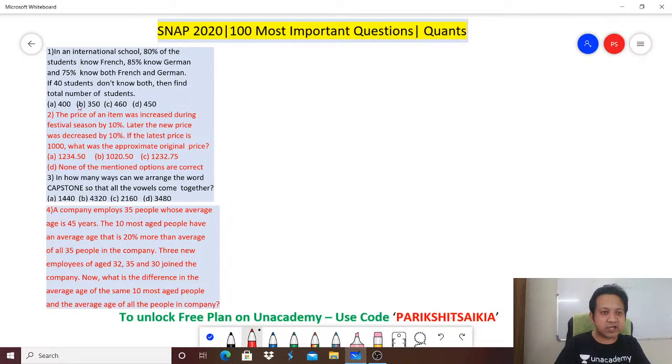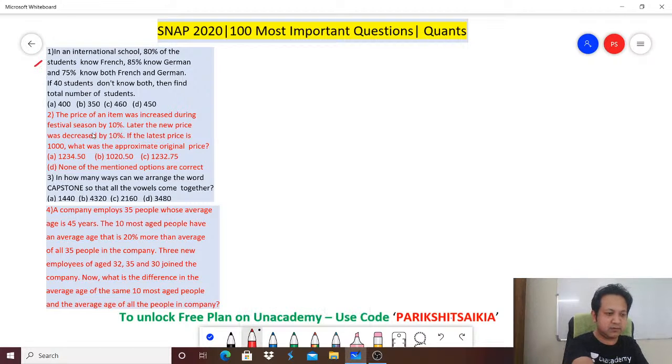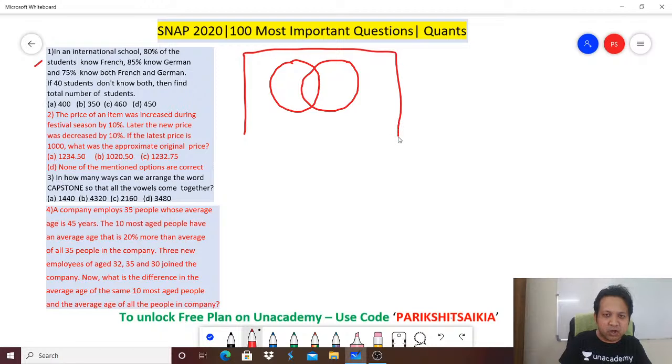In an international school, 80% of the students know French, 85% know German, and 75% know both French and German. If 40% of students don't know either, then find the total number of students. If you read this, you must be realizing that this is probably best solved using a Venn diagram. So let's try to solve this. Remember, you need to be applying shortcuts. You need to be really fast because you don't have too much time, 1 minute per question. So let's assume the total number of students is 100.